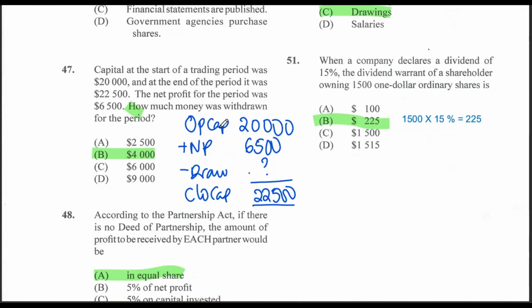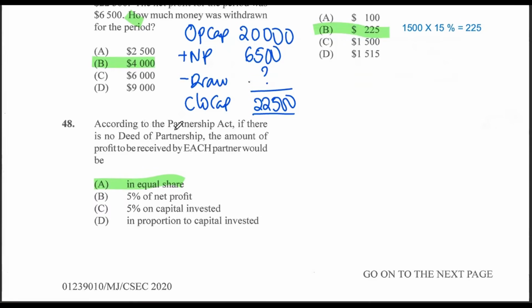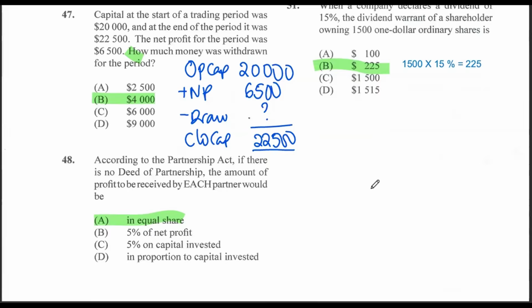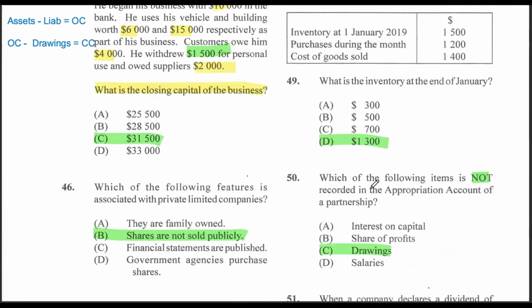Now again, put down the equation and the formula that we guys know. Opening capital, add net profit, less drawings, going to give you closing capital. Once you put in our values here, we'll be able to safely work back to get our drawings figure, which should come back to $4,000. There we have it. Question 48. According to the Partnership Act, if there is no deed of partnership, the amount of profit to be received by each partner should be equal. A, guys. Great. Moving on to question 49.